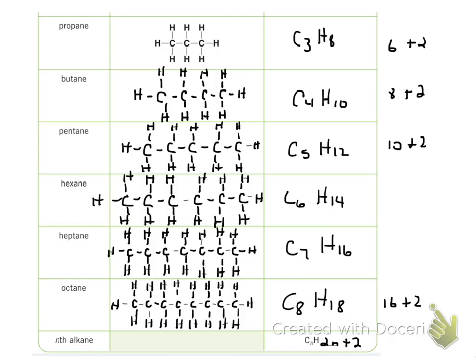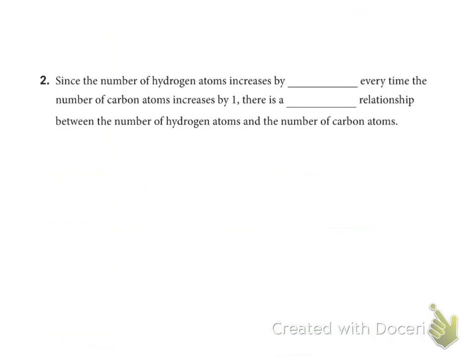Number 2. Since the number of hydrogen atoms increases by blank every time the number of carbon atoms increases by 1, there is a blank relationship between the number of hydrogen atoms and the number of carbon atoms. Okay, so go back and look at your table. Notice that the carbon atoms are increasing by 1. The hydrogens increase by what? 2. By 2. So that fills in the first blank.